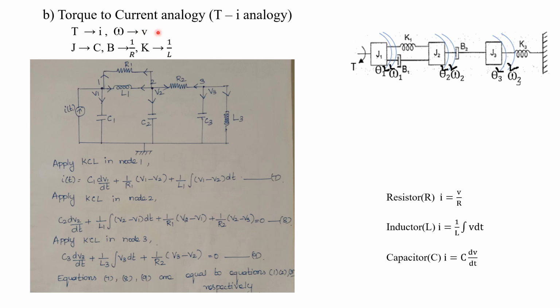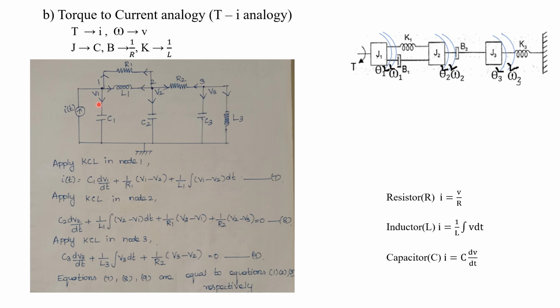In the torque to current analogy we are going to apply Kirchhoff's current law. To apply Kirchhoff's current law, what do we need? We need a node. Here the number of masses, or the reference elements, will correspond to nodes. There are 3 moments of inertia of mass, J1, J2 and J3, so correspondingly we will have 3 nodes: node 1, node 2 and node 3, and we also have to consider the reference node, that is the ground node.